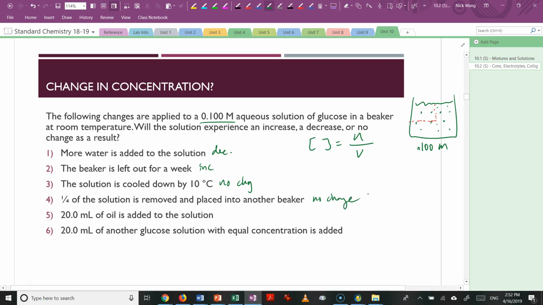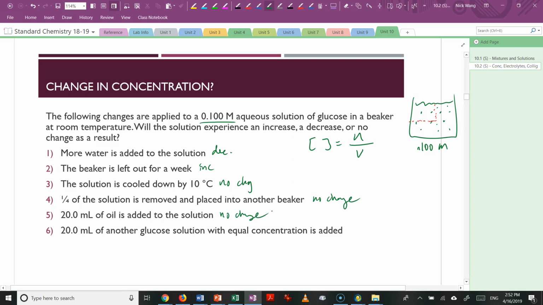20 milliliters of oil is added to your solution. Well, what do we know about oil? Oil is nonpolar, and the solution is made of very polar water. Those two substances will not combine or mix in any way. So effectively what you have is just a layer of oil resting on top of the layer of solution. So what happens to the concentration of glucose in your solution? Nothing. So this would be no change.